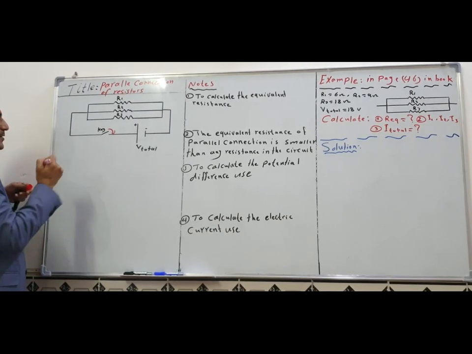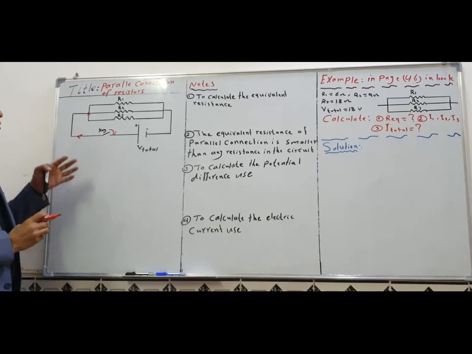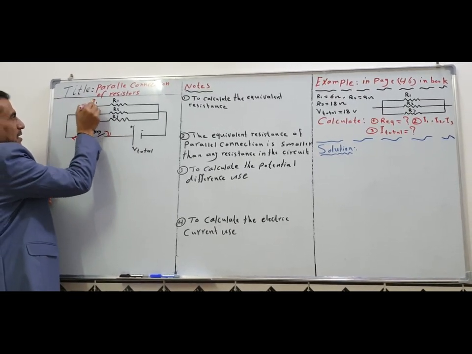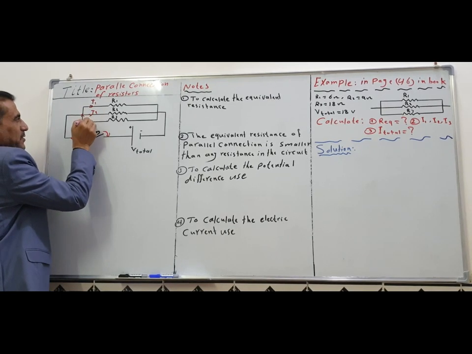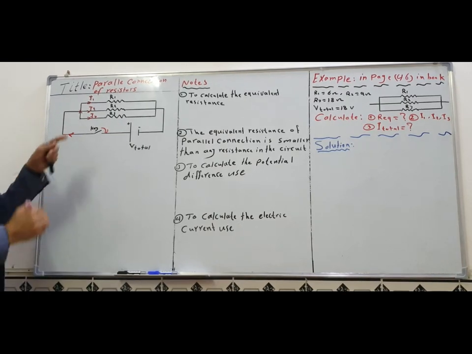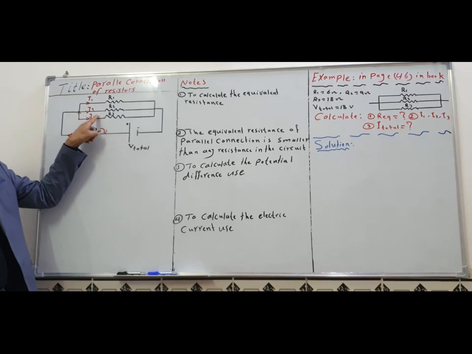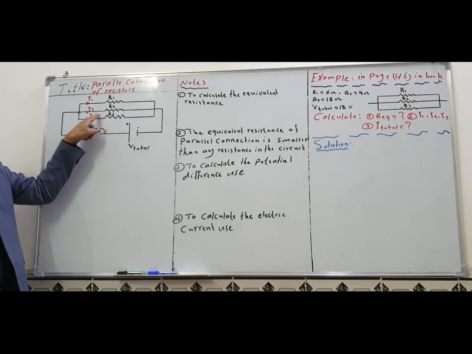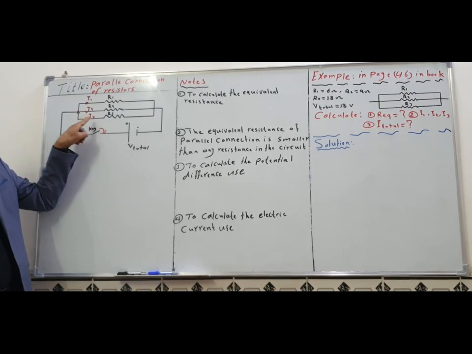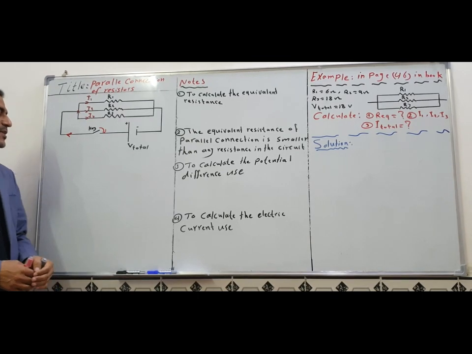The electric current in the circuit is divided into three parts. This is I1, I2, and I3. I1 represents the electric current flowing in the first resistance. I2 represents the electric current flowing in the second resistance. And I3 represents the electric current flowing in the third resistance.